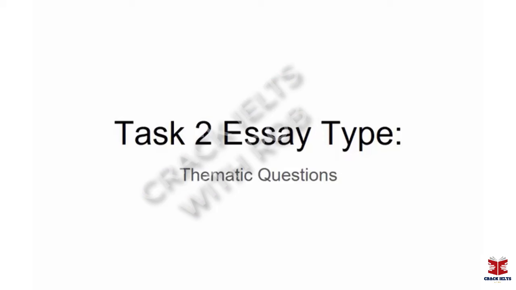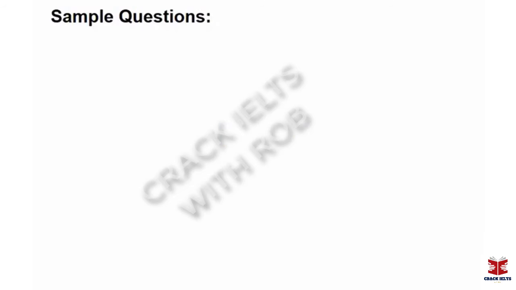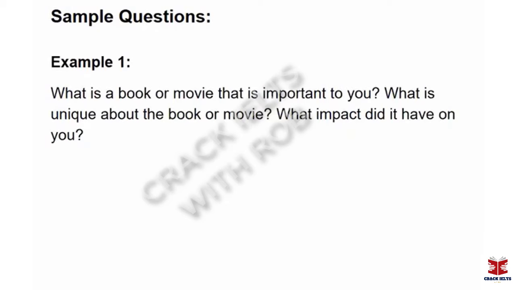In this lesson, we're going to look at the Task 2 essay type called thematic questions. Let's look at some sample questions first. So, example number 1. What is a book or movie that is important to you? What is unique about the book or movie? What impact did it have on you?